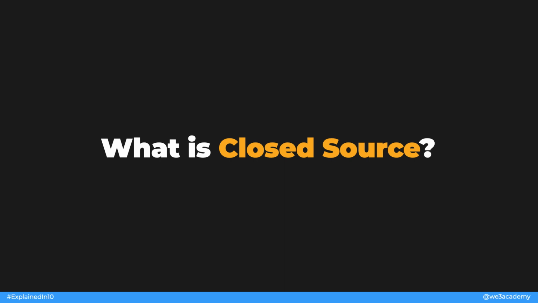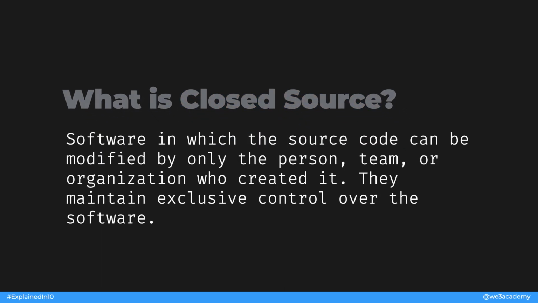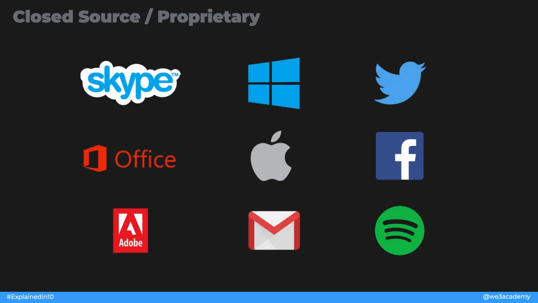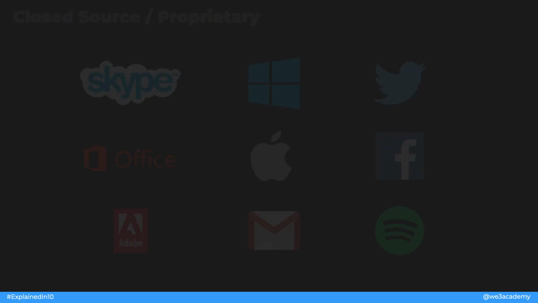What is closed source software? Software in which the source code can be modified by only the person, team, or organization who created it. They maintain exclusive control over the software. This type of software is also called proprietary software. Commercial software like this often has licensing that further prohibits people from using the source code. The code is not publicly available in proprietary software, which means you cannot see or modify the code.